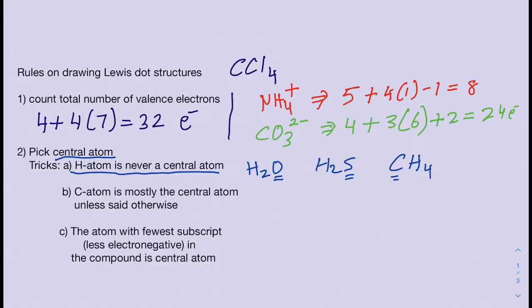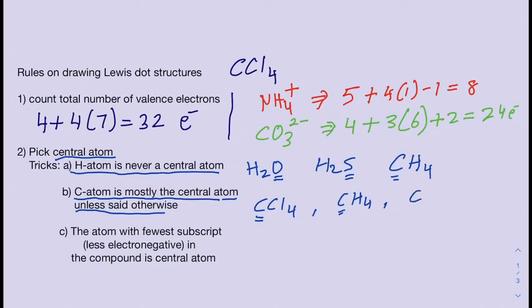The second trick that you can use for the most part is the carbon atom. If you see a carbon atom, that's going to be the central atom more than 99% of the time, unless it says otherwise. Let me go back to my example actually. I've got CCl4. In this case, I do have a carbon, so that means carbon is going to be your central atom. I can just go back to the CH4. Remember I said if you have a carbon, that's going to be the central atom, and hydrogen is never a central atom, so that's the central atom.